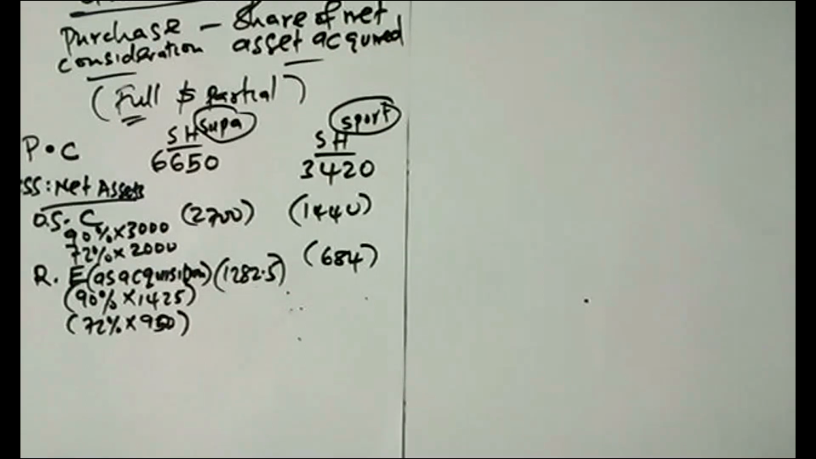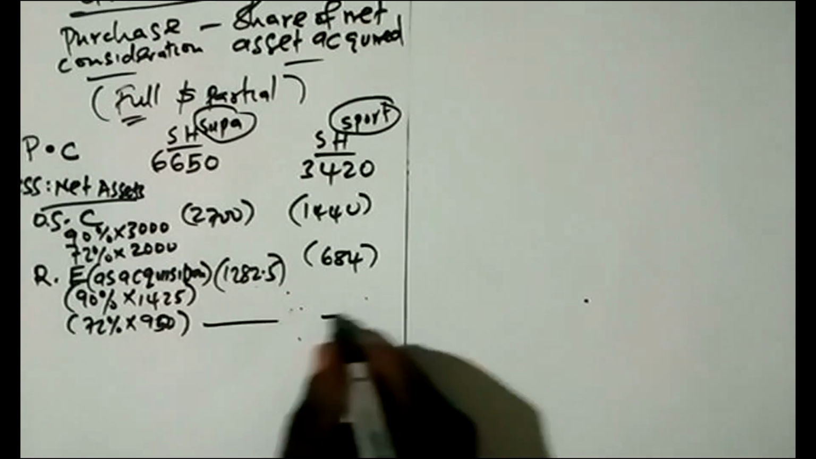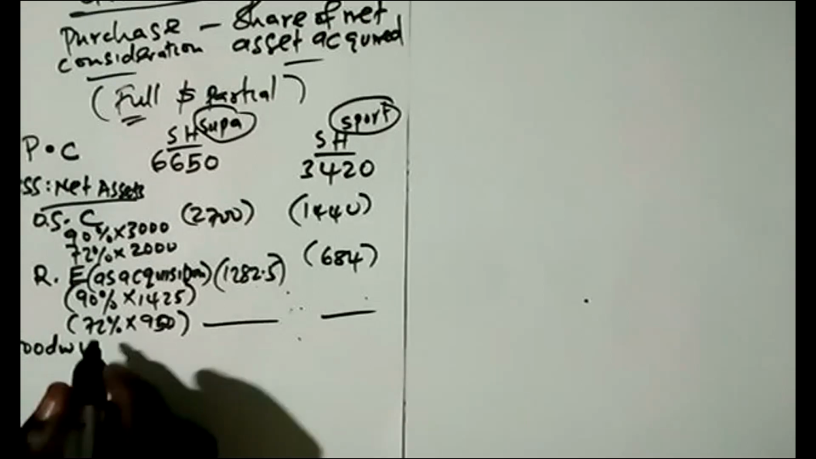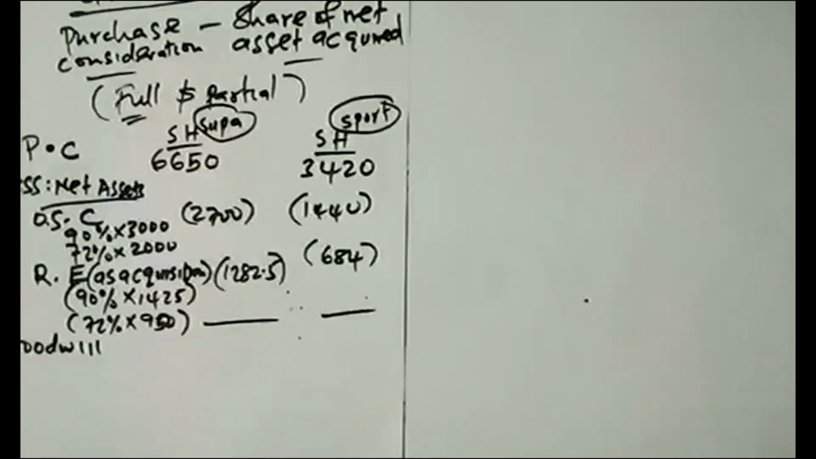So there's nothing else. There's no other equity item. So now I need goodwill. Those are the only equity items we have. Maybe in another question you will come across revaluation reserve and share premium. For the revaluation reserve, I have said that you treat it the same as retained earnings. So you need to do it for Super and for Spot.